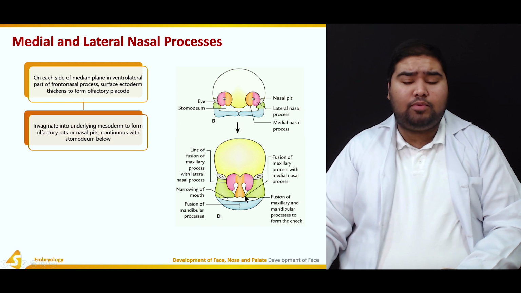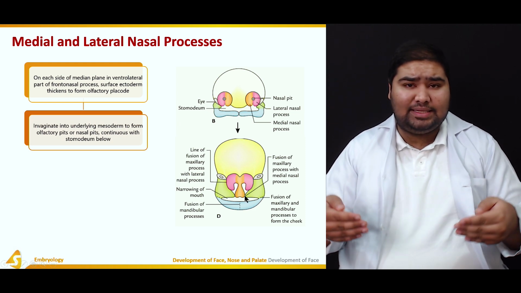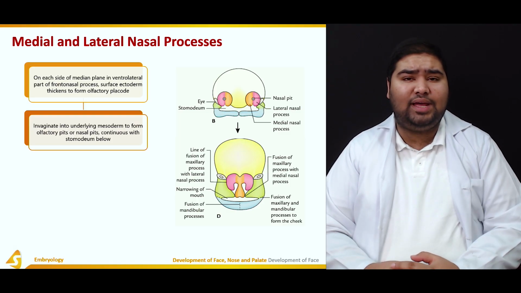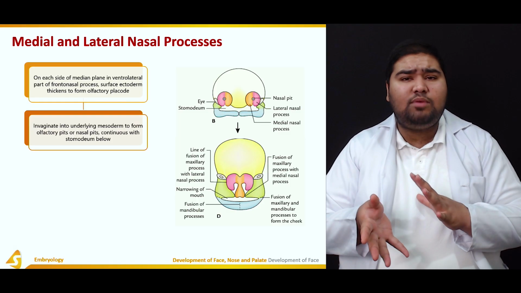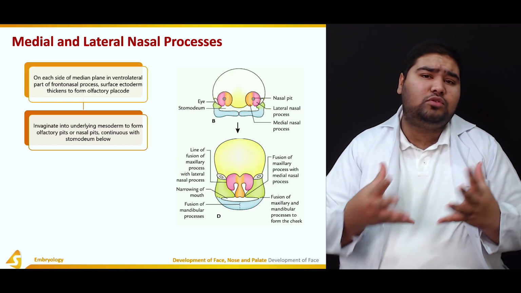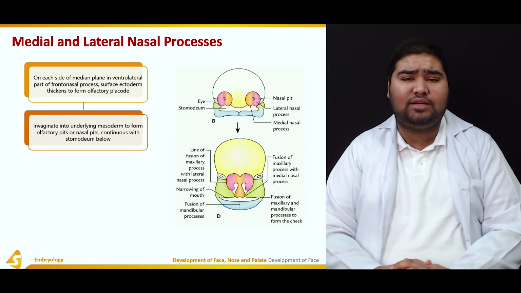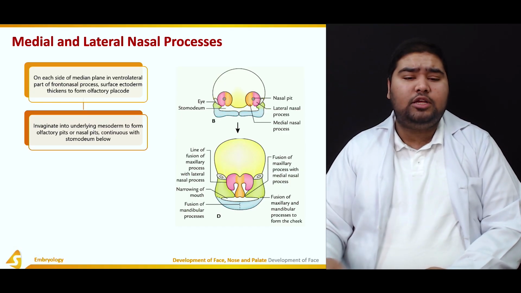However, the maxillary process is developing towards the inside and is trying to close this olfactory placode to form the adult nose. This is actually what happens and how the development of the nose goes on, but initially in the process of development this olfactory placode is continuous with the stomodium.